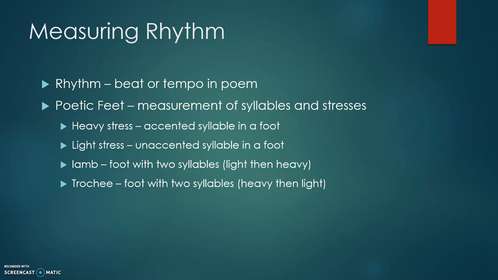The two kinds of feet I want you to remember are iambs and trochees. Iambs are a two-syllable foot, a light followed by a heavy, and a trochee is the opposite, also a two-syllable foot, a heavy followed by a light. An example of an iamb would be the famous line in Hamlet, "to be or not to be," where we've got a set of three iambs. In "to be," we have the light followed by a heavy stress on the syllable.